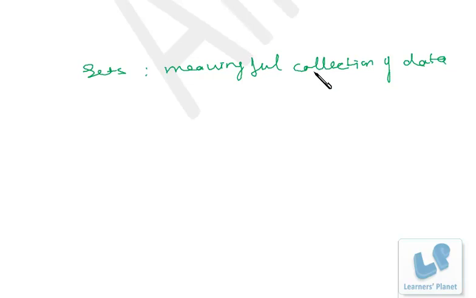Sets are actually a meaningful collection of data, right? The data that can be described. Suppose I can say set of natural numbers, set of whole numbers, set of positive integers, set of negative integers, set of real numbers, right? All of these are sets, okay? Because these are meaningful collections of natural numbers, whole numbers, similarly positive integers, negative integers, real numbers, right?